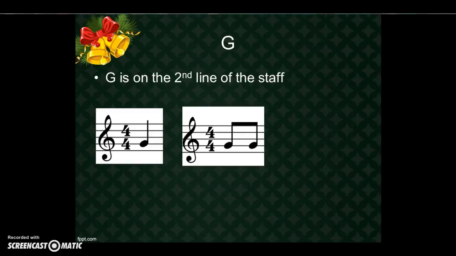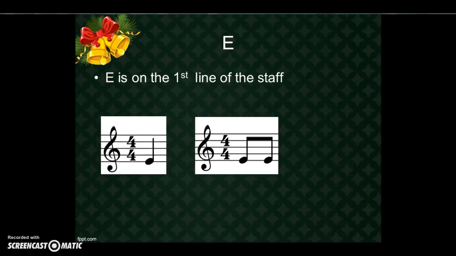G is on the second line of the staff. You can see it as a quarter note, and you can also see it as 2 eighth notes. But G is on the second line. This is the most important part of this lesson. G is on the second line. E is on the first line of the staff.